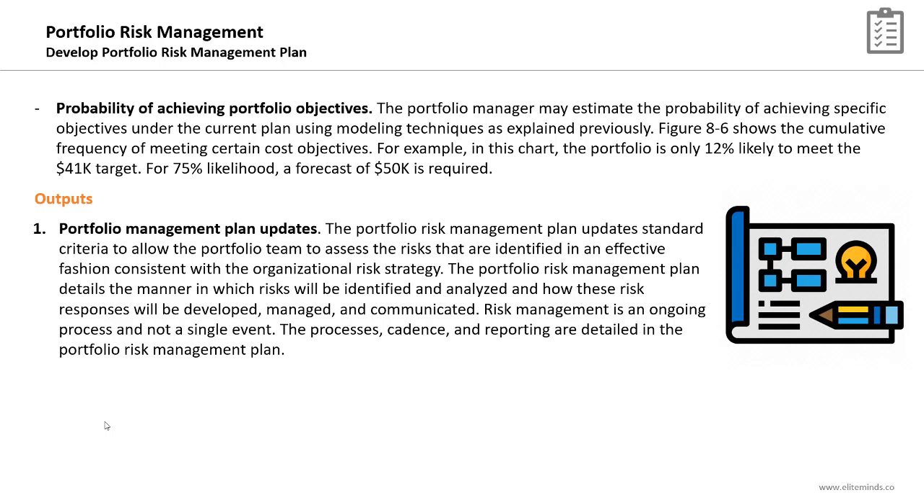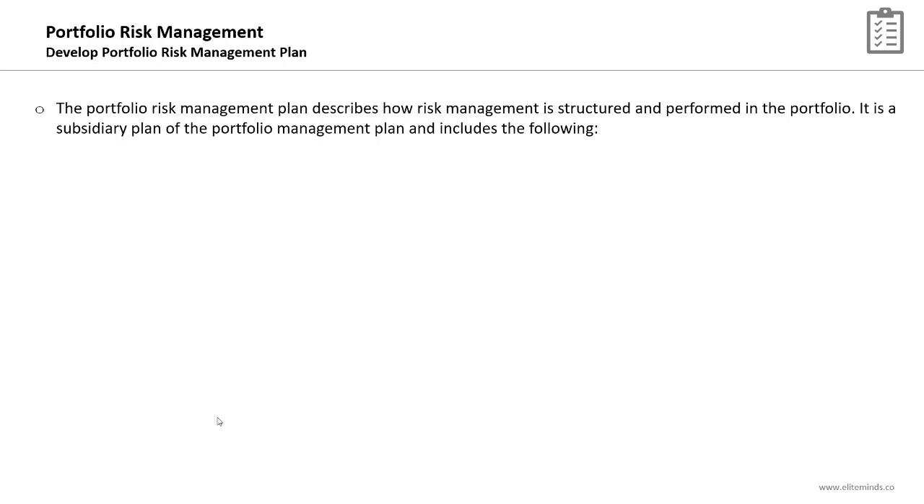So we want to make sure that the developed portfolio risk management plan is fully aligned and consistent with the organizational strategy. The portfolio risk management plan details the manner in which risks will be identified and analyzed and how these risk responses will be developed, managed, and communicated. Risk management is an ongoing process and it's not a single event. The processes, cadence, and reporting are detailed in the portfolio risk management plan. All this information will be documented in the portfolio risk management plan.